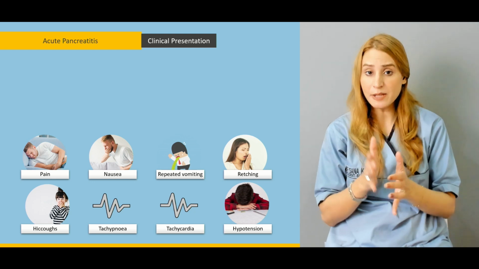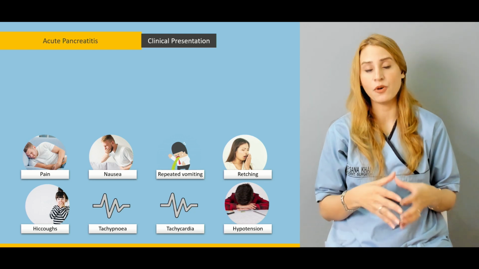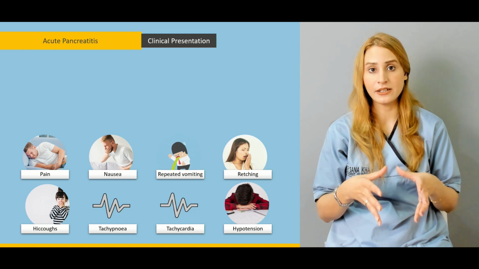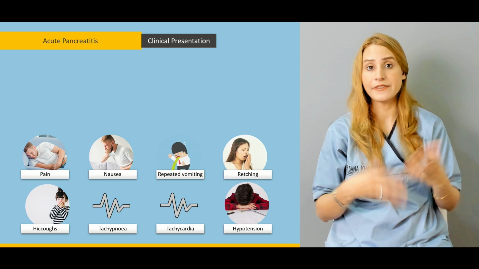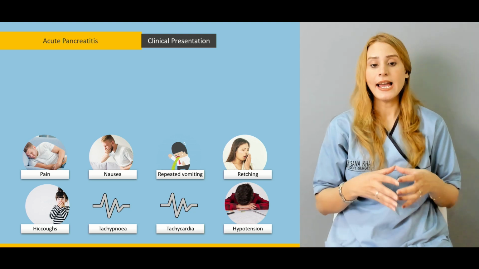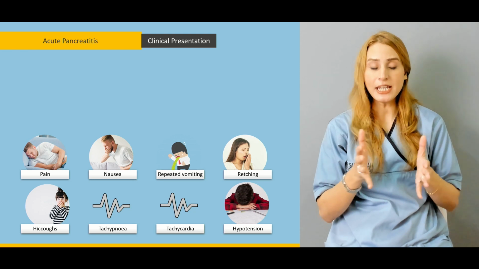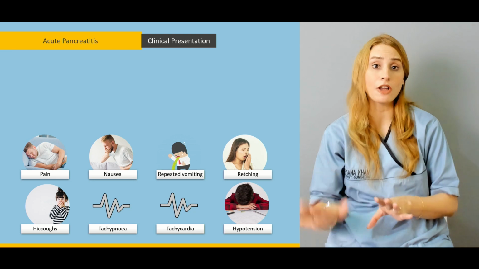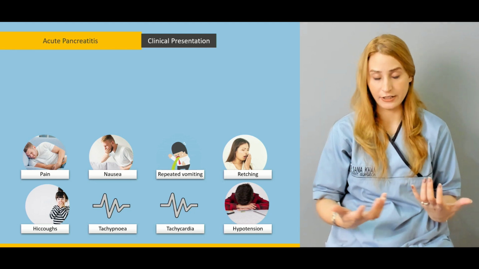So in case of mild pancreatitis, there would be epigastric pain associated with nausea and vomiting, but there won't be any organ failure, multi-organ failure, or complications. In case of moderately severe pancreatitis, there can be local complications. First of all, there would be pancreatitis, and there will be local complications, but there won't be any multi-organ failure.